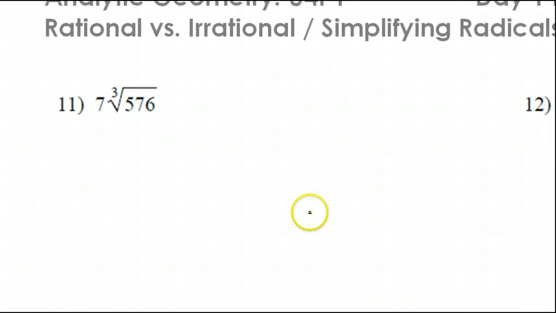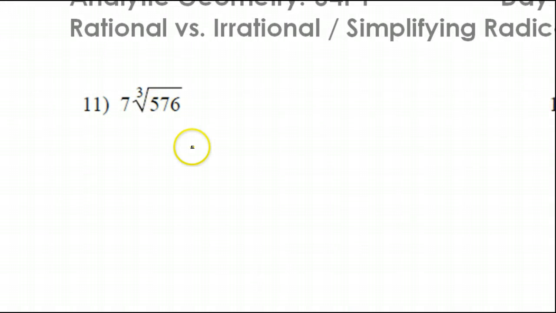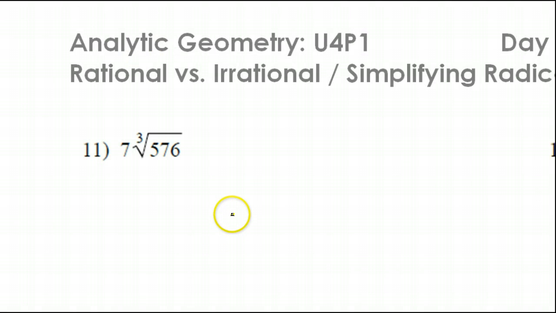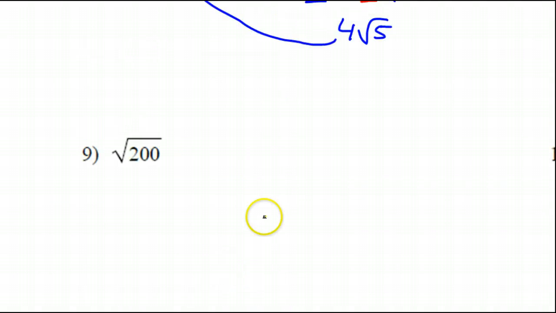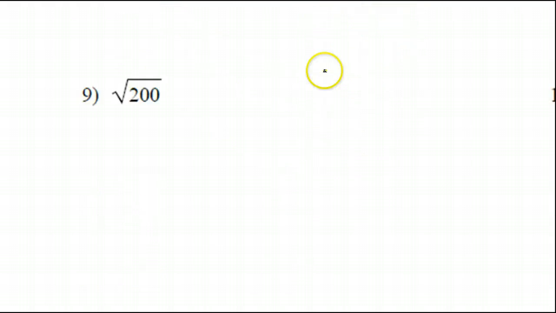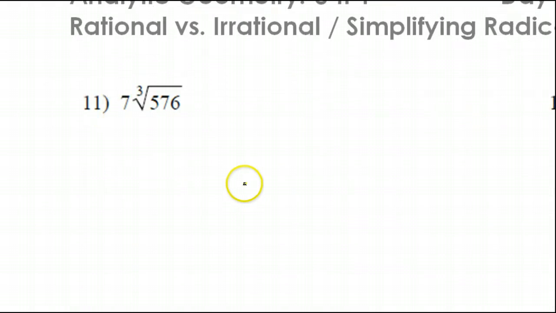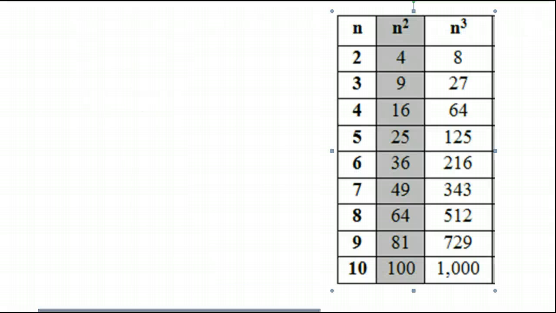Let's see. Let me do one of these cube root problems. Okay, I'll do number 11. You know what? I don't want to go out of order. Yes, I will. All right, I'm just going to go ahead and skip to number 11. 576. Now, off the top of my head, I don't know which one of these perfect cubes goes into 576. Okay, so I'm going to use the calculator to help me.